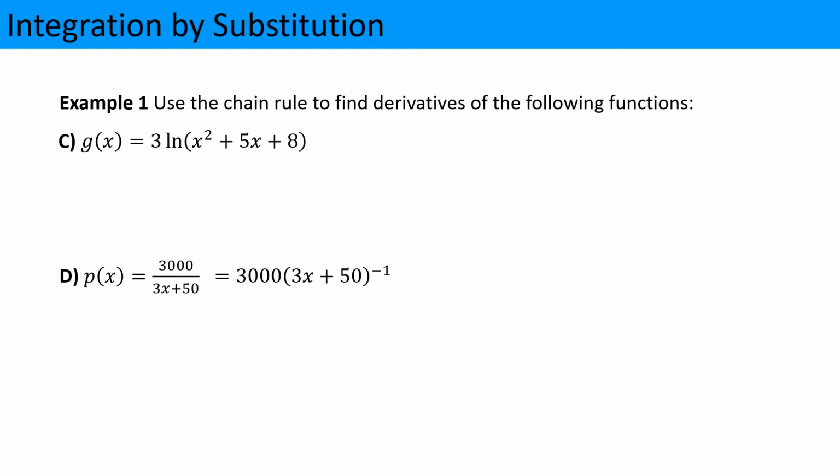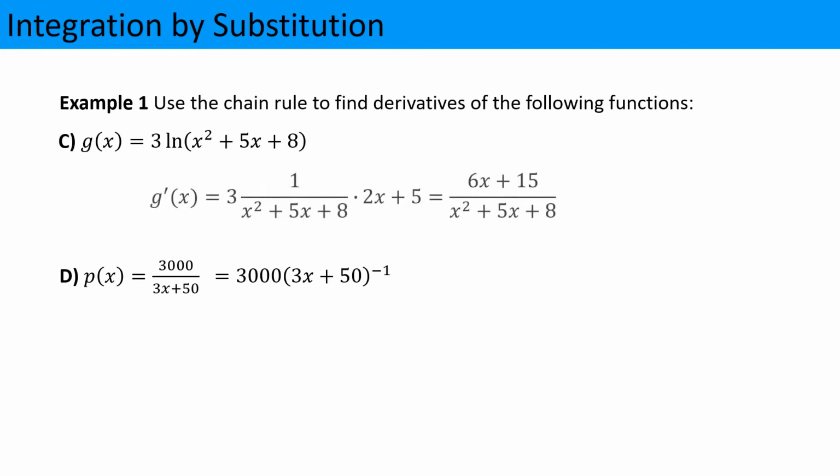Part C, g of x equals 3 times the natural log of the quantity x squared plus 5x plus 8. Remember, the derivative of the natural log of x is 1 over x, but here we have a function. So when we take the derivative using the chain rule, we would get g prime of x is equal to, we've got the constant 3, that stays put, 1 over whatever is inside the parentheses for the ln, so that'll be x squared plus 5x plus 8. Remember to take the derivative of that inside function.